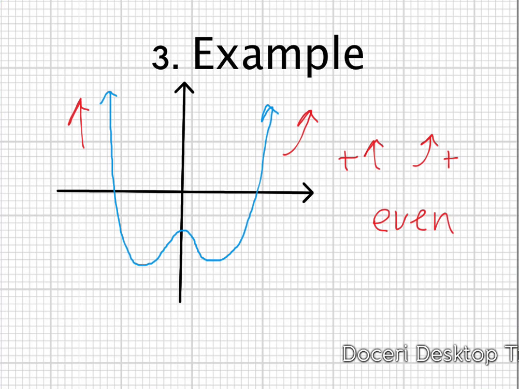Now, how many times do I cross the x-axis? 2. So how many real zeros do I have? I have 2 real zeros.